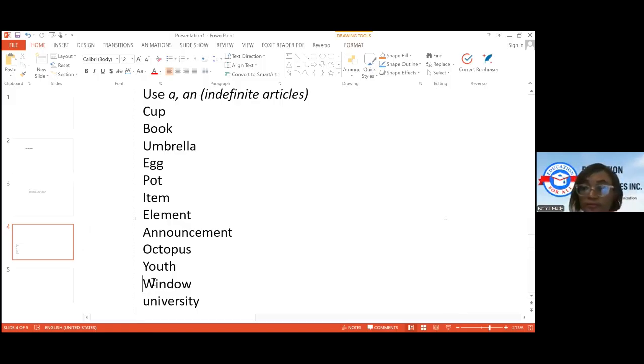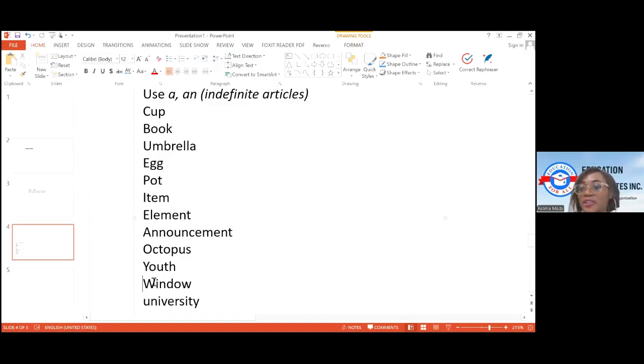A window. Yes, Karim, a window. And the last one, a university. Okay. Is that correct? Yes. No, it's a university. Okay.